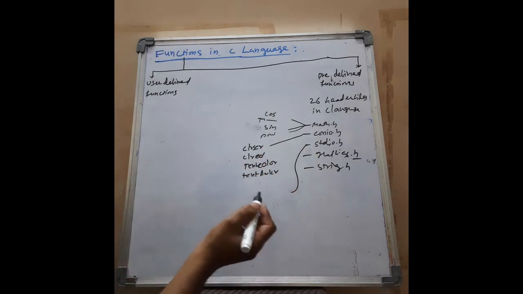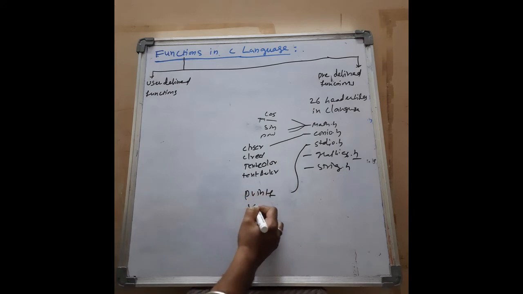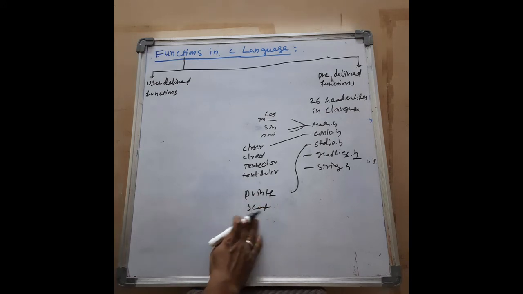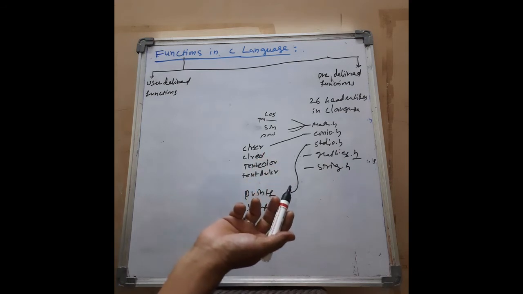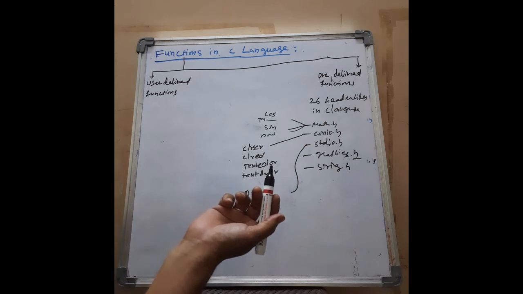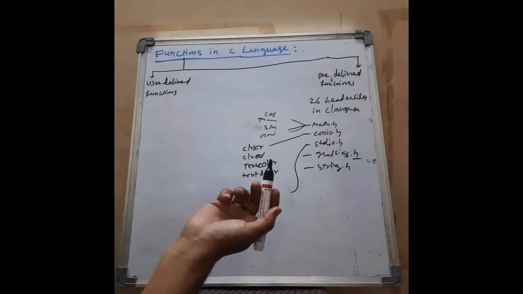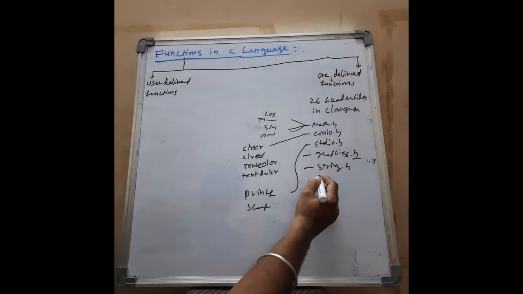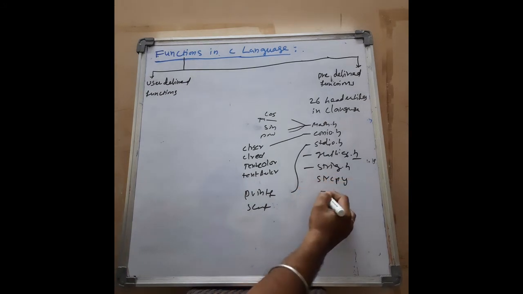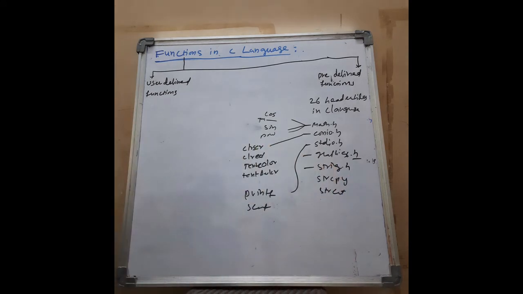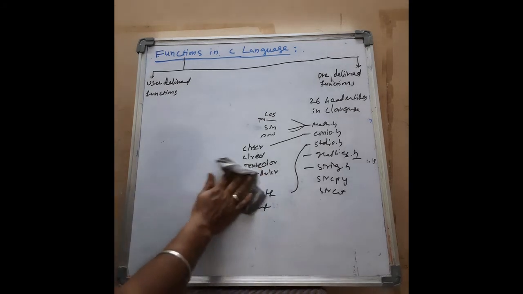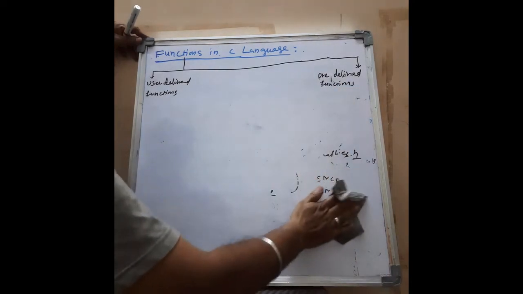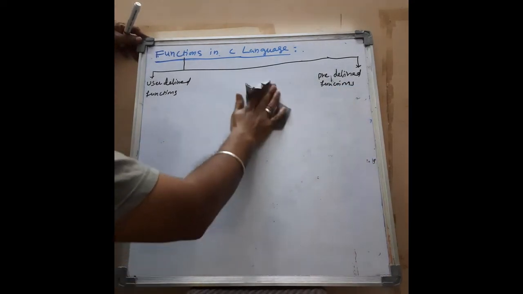In the case of stdio.h, the basic functions are printf, scanf, and fscanf, which are defined in the standard input output header file. In graphics.h, we have line and circle functions. In string.h, we are already using functions like strcpy and strcat. Predefined functions are the functions already defined in the C language, in those header files.